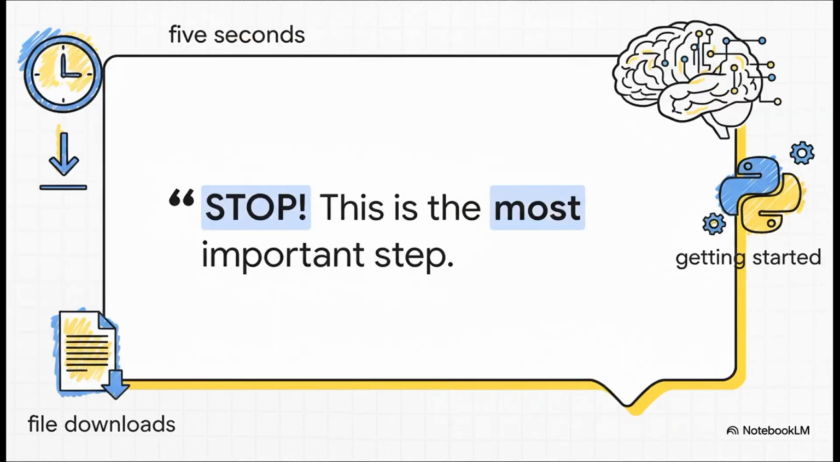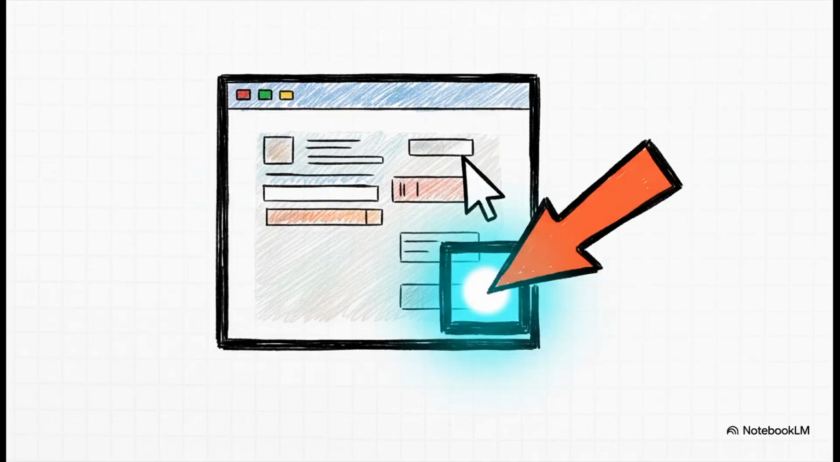All right, as soon as that file's downloaded, go ahead and open it up and stop. Just stop. Pause right here. I am not kidding. What you do in the next 5 seconds is literally the most important step of this whole thing. Okay, before you even think about clicking Install Now, look down at the bottom of that window. You have got to check the box that says Add Python to Path.